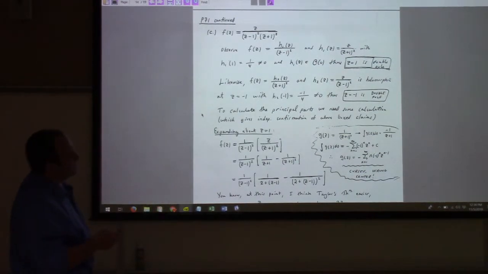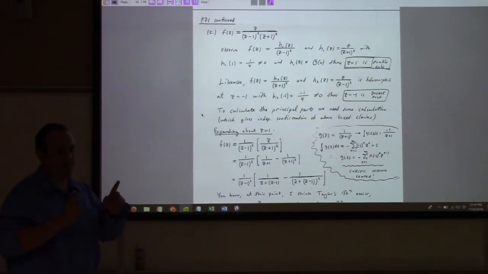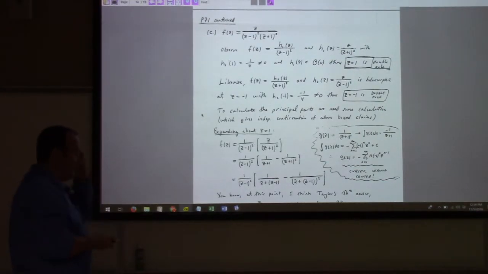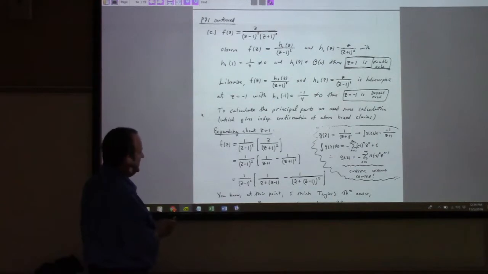First of all, I was able to prove that both were double poles. This, I believe, is correct. But then I wanted to calculate the principal part, so that means I need to expand about the singularity. I tried to do that, and here it is, expanding around z equals 1. Where was I? So I'm expanding this H2, right?